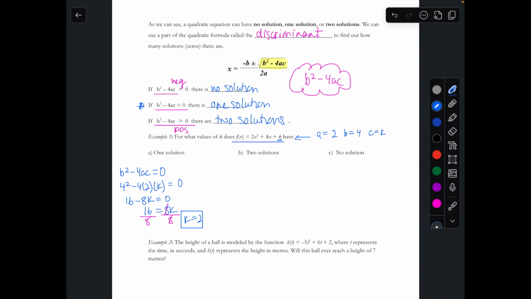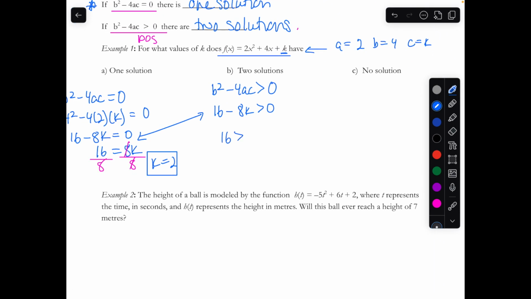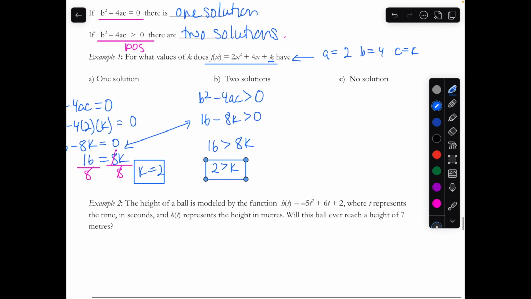So very similar idea, b squared minus 4ac. For it to have two solutions, I know that that amount has to be greater than 0. So I'm going to boil right down to 16 minus 8k. It's the same numbers as before, but instead of being equal to 0, I know it has to be greater than 0. So what this means is that 16 has to be greater than 8k. And now if I divide both sides by 4, what that means is that 2 has to be greater than k. So for all values of k that are less than 2, I will get 2 solutions.